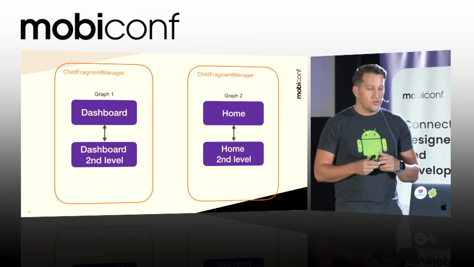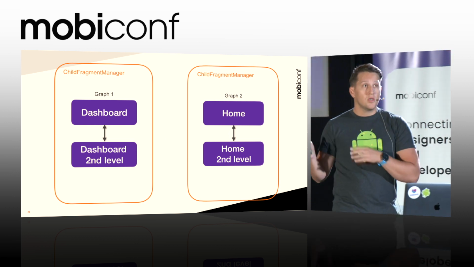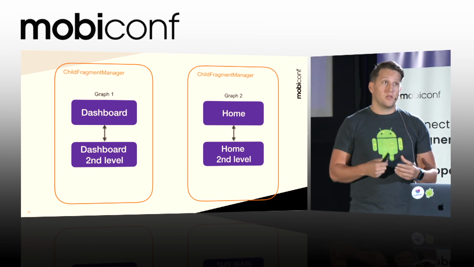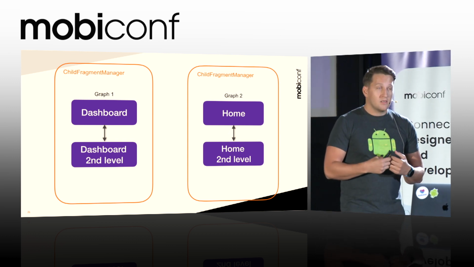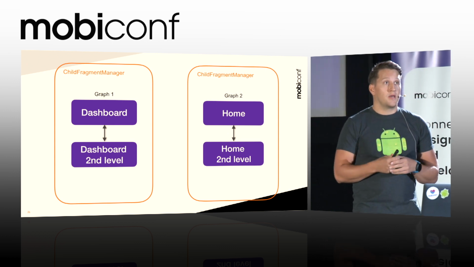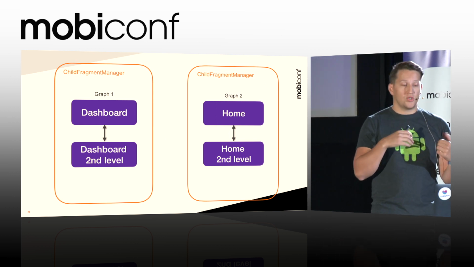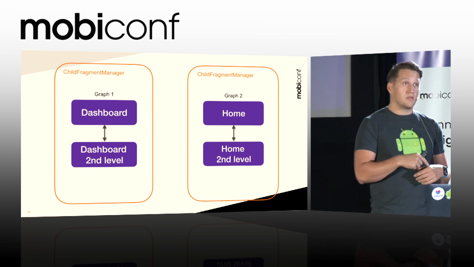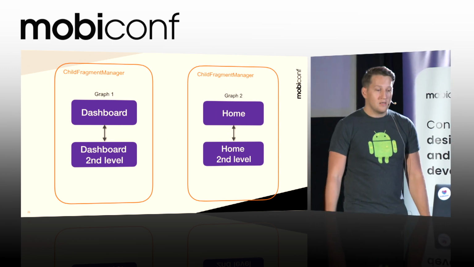On each child fragment manager, we will have a backstack, and then we will just switch those child fragment managers. So how can we code it? How I did it, I used a pager for having every tab separately with a fragment, and then I used a child fragment manager inside this fragment to persist the backstack. So it can be done.